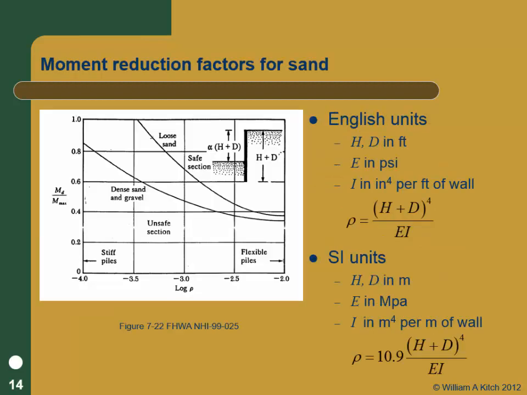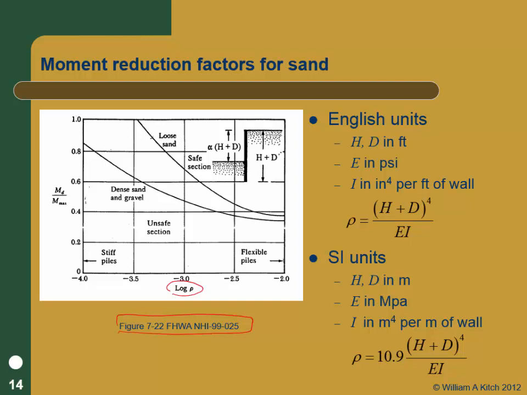So how do we apply Rowe's reduction factors? Well, there's two different methods, one for sand and one for clays. This one came out of the 99 FHWA manual. I believe it's also in both the Corps of Engineers manual and the US Steel manual. But the moment reduction is based on a parameter they call rho, because I guess the guy who developed this, his name was Rowe, so that was clever.